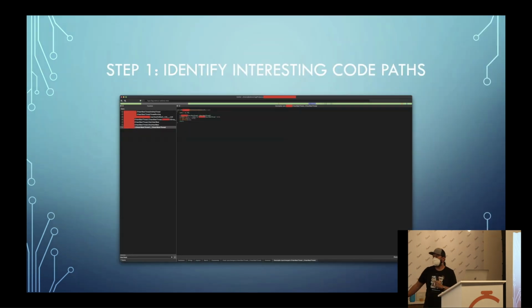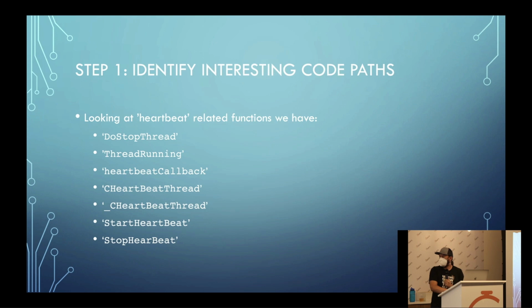So this is what it looked like once I filtered for symbols that contained the word heartbeat. So all of these look pretty promising. Again, I thought this image was clearer, that's why I recaptured it. But I'll go through what those say here. These are the symbols that we find.